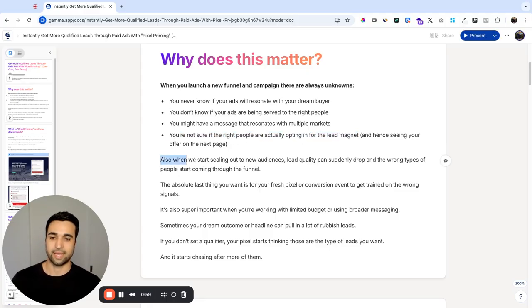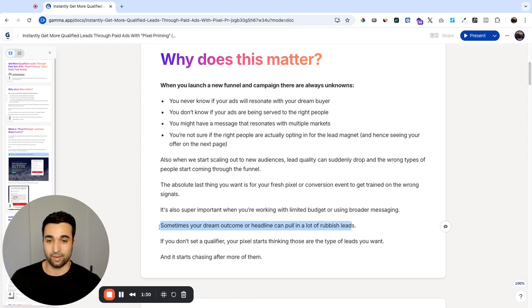Also, when we start scaling out to new audiences, that lead quality can sometimes suddenly drop and the wrong types of people can start coming through the funnel. So all of this means that the absolute last thing we want is for a fresh pixel or a conversion event that you're running to get trained on the wrong signals. And it's also super important when you're working with a limited budget or you have broader messaging in the campaign to implement some of the practices I'm going to run through in this video.